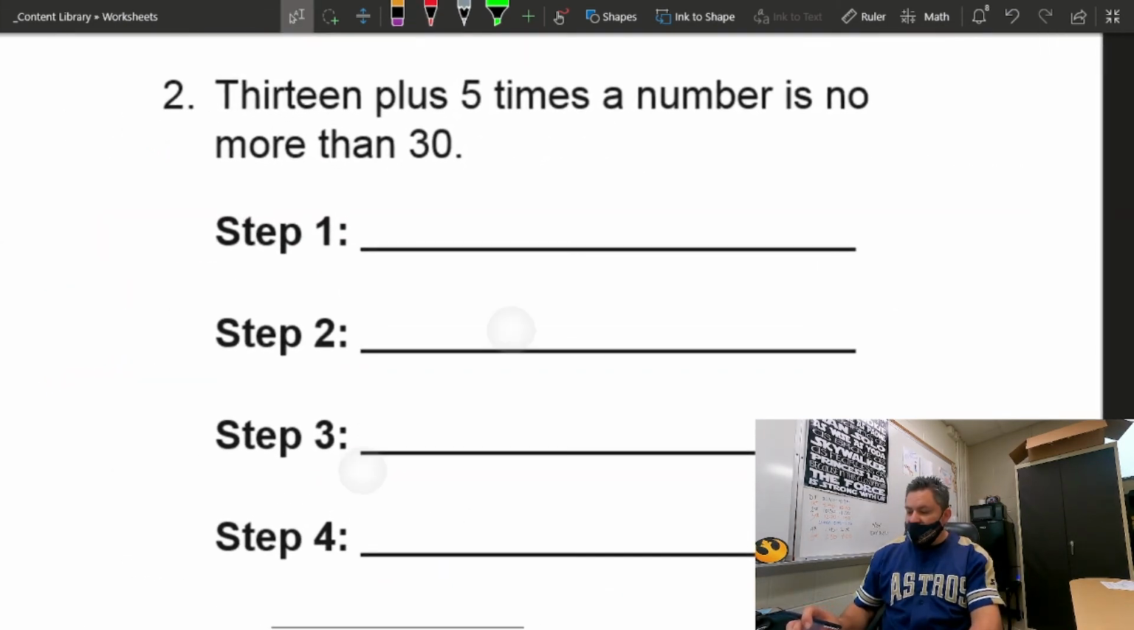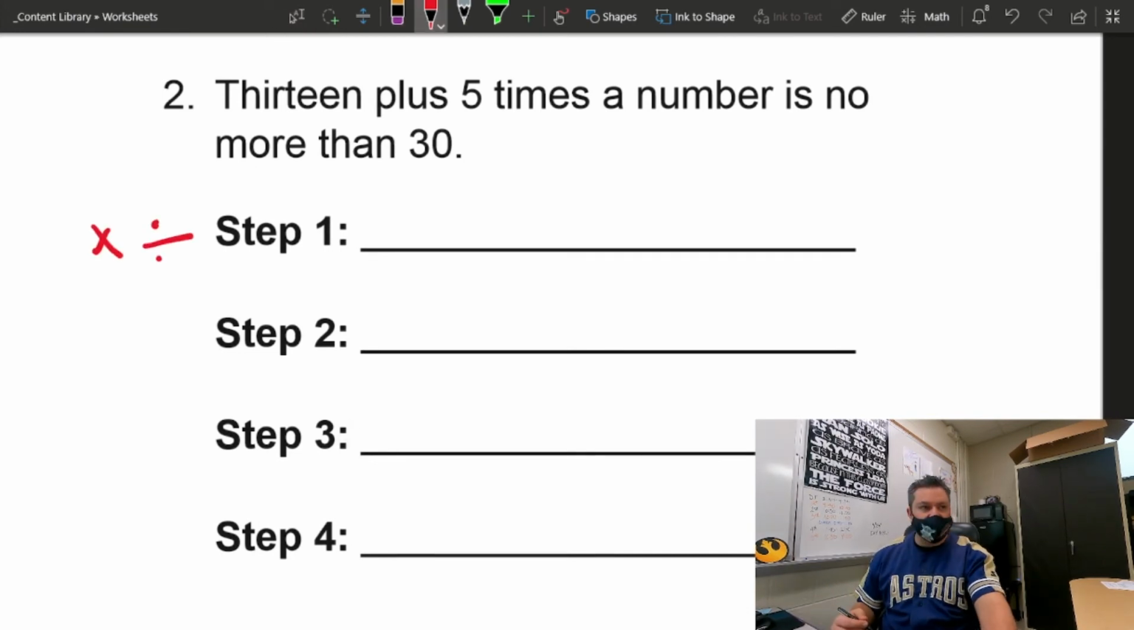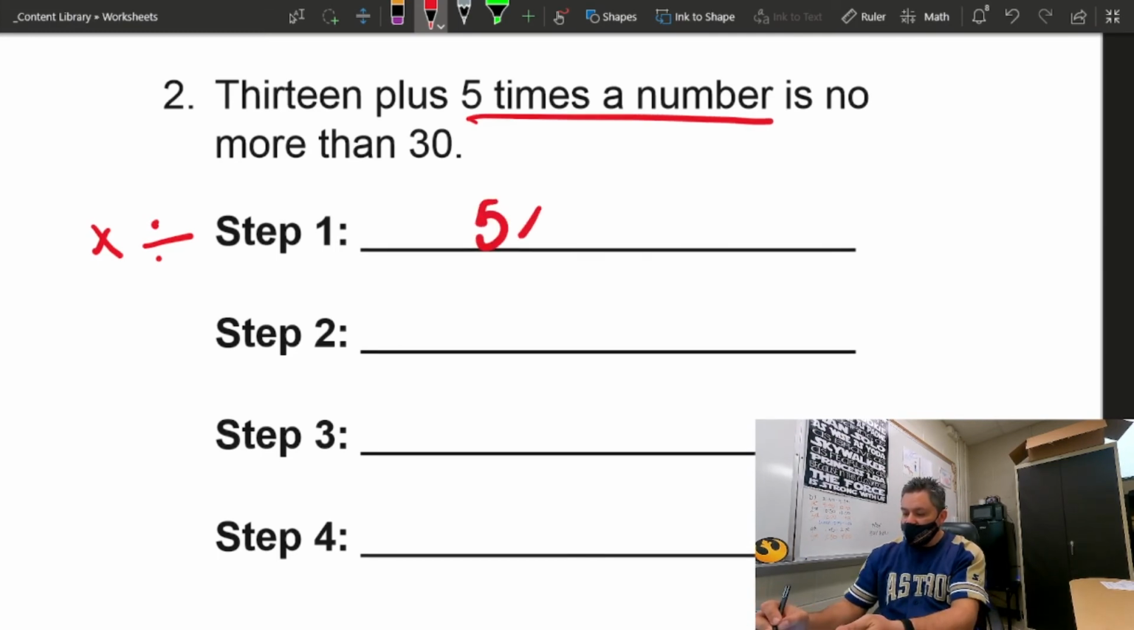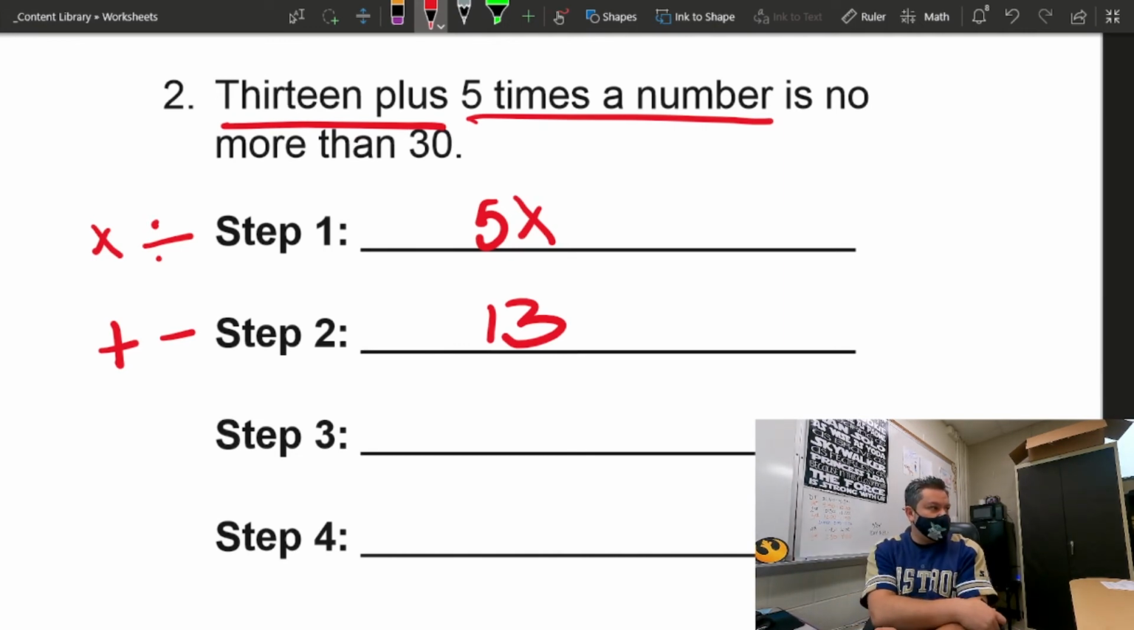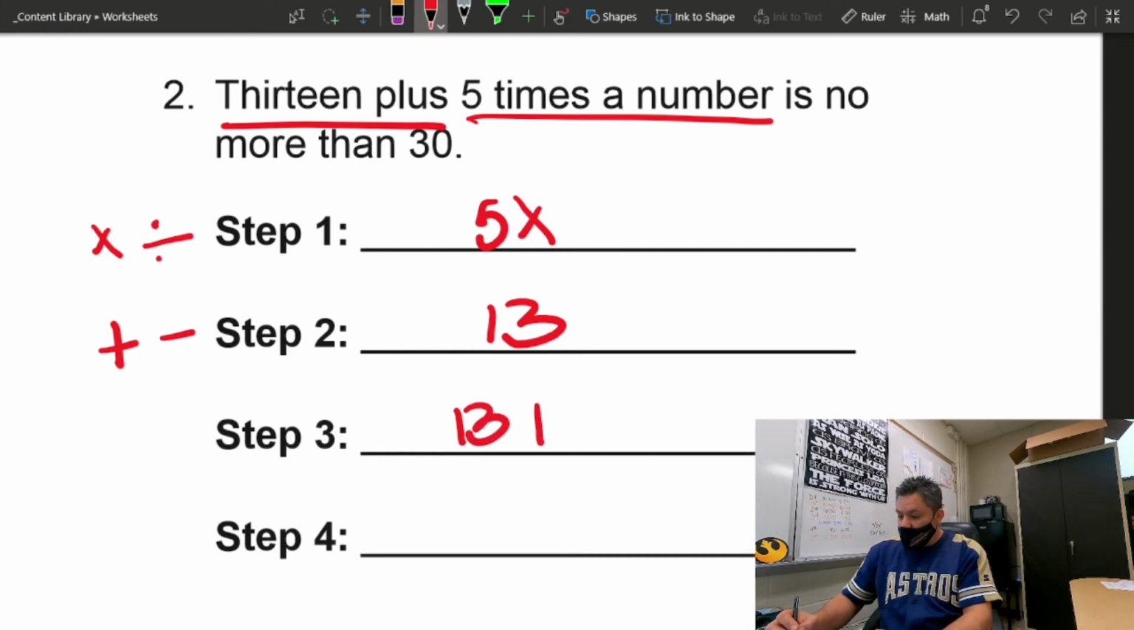13 plus 5 times a number is no more than 30. Let's look for my multiplication or division first. What's my multiplication or division over here? So how do I write that? 5x. And then add or subtract. That's my second step. 13 plus. Step three, we're gonna combine them. Does it matter which one you put first in this one? If everything is positive, it really doesn't matter. Literally, it says 13 plus 5 times a number. That's it, literally what it says, right?